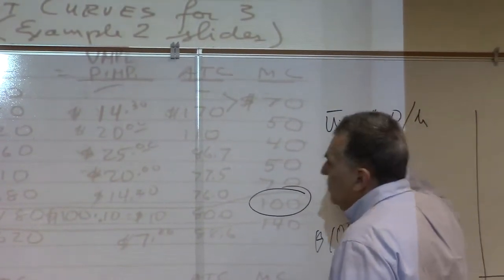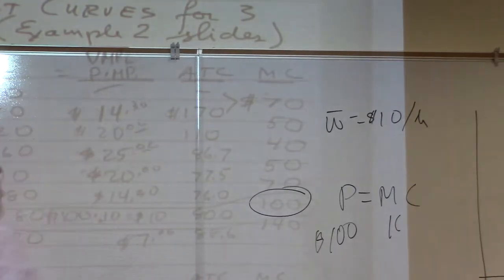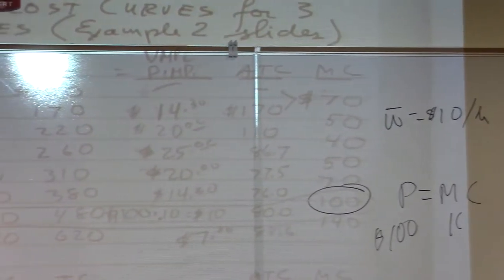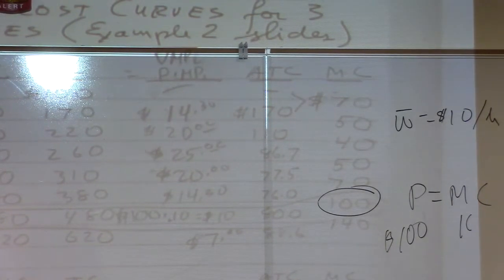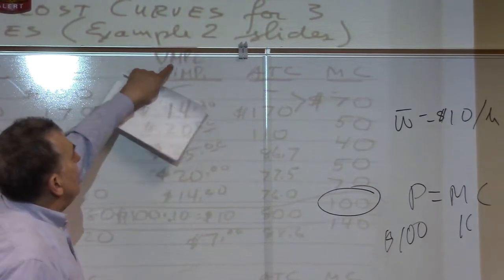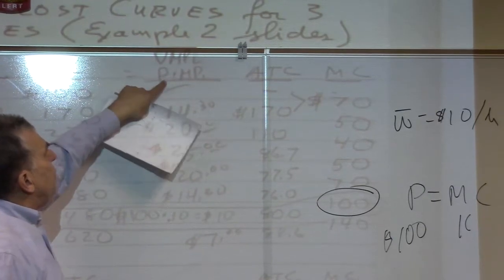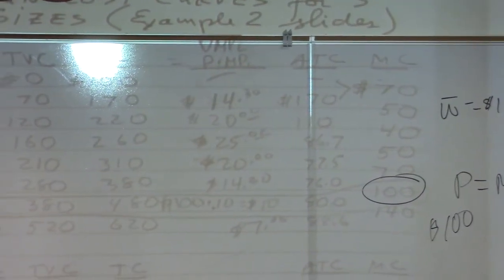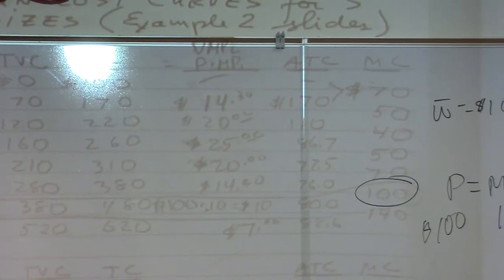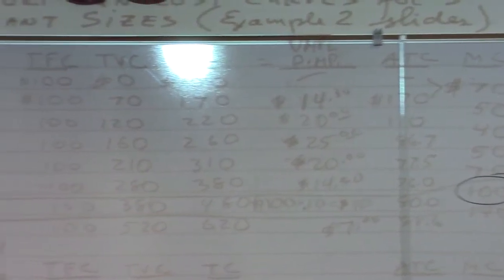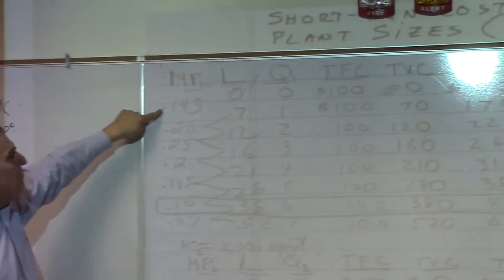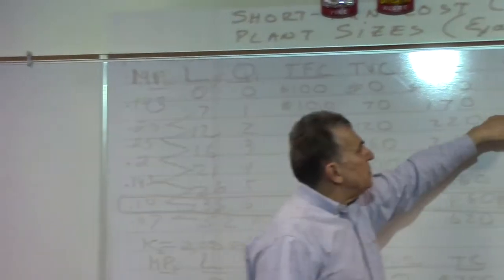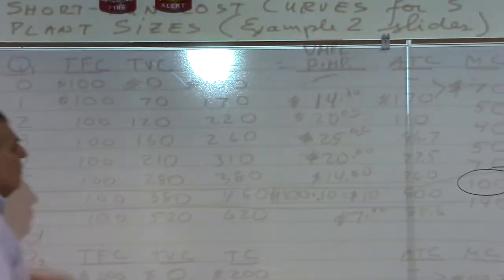That is going to be equal to the value of the marginal product. To do that, you have to calculate the value of the marginal product. How do you calculate it? The value of the marginal product, VMPL, is equal to the price of the product times the marginal product of labor. The price of the product, we said, was $100. The marginal product is this. 100 times 0.143 is $14.30.